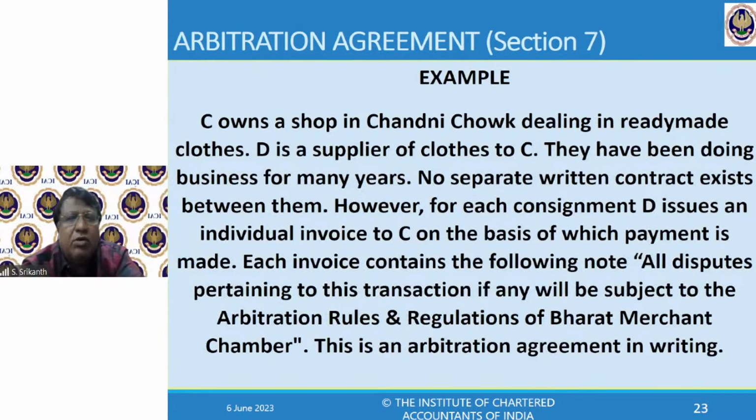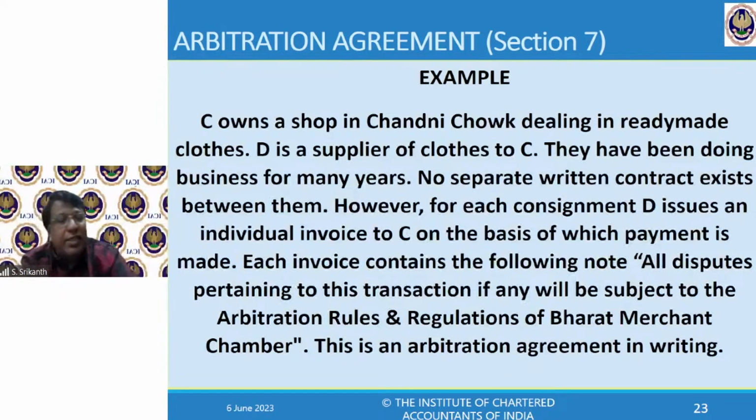C owns a shop in Chandni Chowk dealing in ready-made clothes. D is a supplier of clothes to C. They have been doing business for many years. For each consignment, D issues an individual invoice to C, on the basis of which payment is made. Each invoice contains the following note: All disputes pertaining to this transaction, if any, will be subject to the arbitration rules and regulations of Bharat Merchant Chamber. Okay. So, that's what I said now. In the invoice itself, they will put the arbitration clause. So, what D has put in his invoice: all disputes pertaining to this transaction, if any, will be subject to the arbitration rules and regulations of Bharat Merchant Chamber.